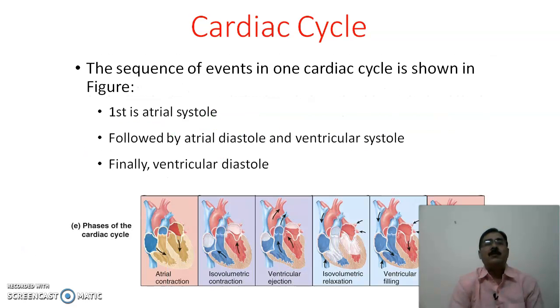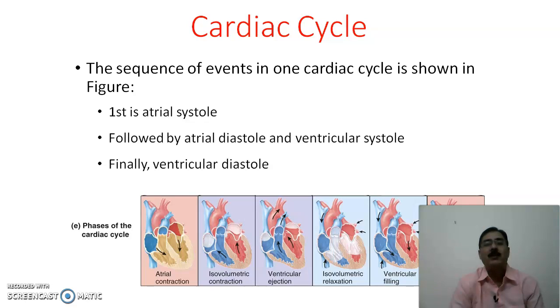Now, let us discuss the sequence of the cardiac cycle. First of all, the atrial systole, followed by atrial diastole and the ventricular systole, and after that the ventricular diastole. All these events take place in only 0.8 second. It means in one heartbeat, one cardiac cycle is completed in 0.8 second, which includes the atrial contraction.